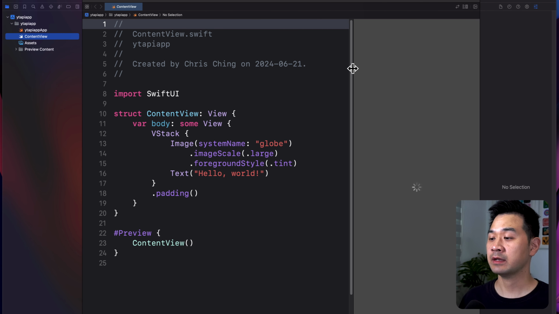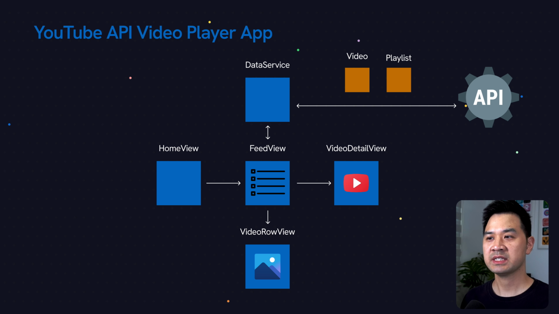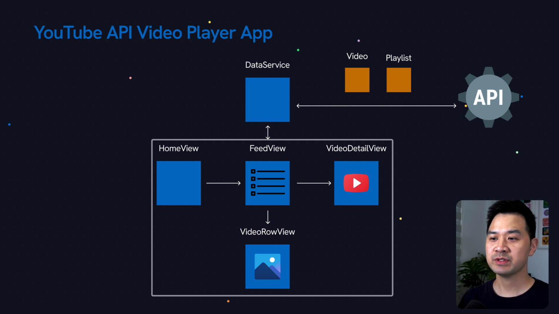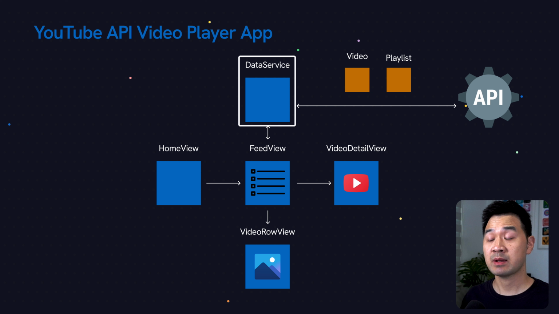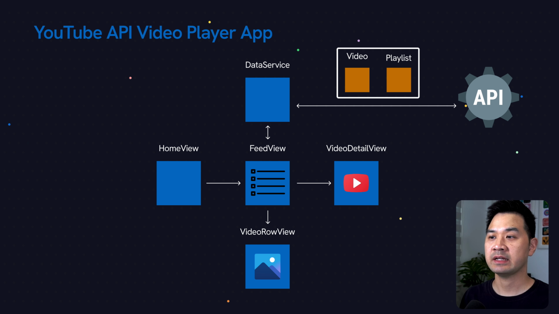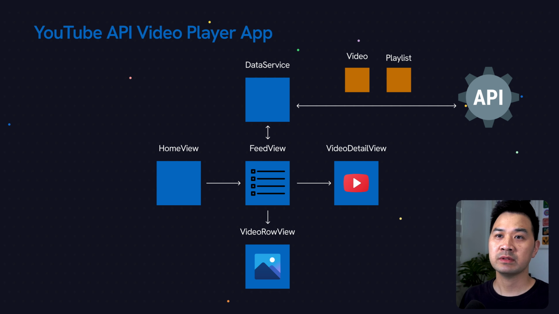So the first thing I want to do, let's bring up the diagram again. We have a couple of distinct things. I like to separate things into folders here. So we have our views, which is home view, feed view, video detail view, and video row view. And then we have the data service, which is a separate helper, if you will. And then we have these representing our data. So this would be our data model or just model. Okay, so let's go ahead and create those folders in our Xcode project.